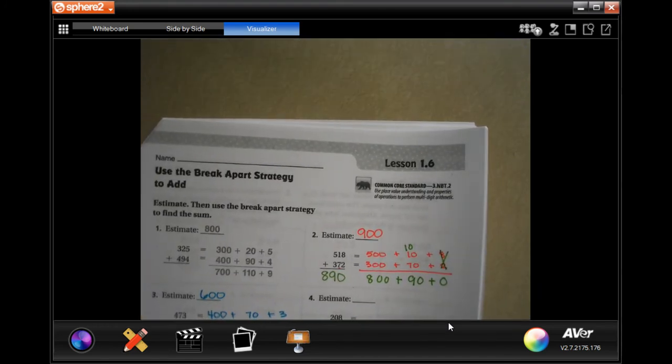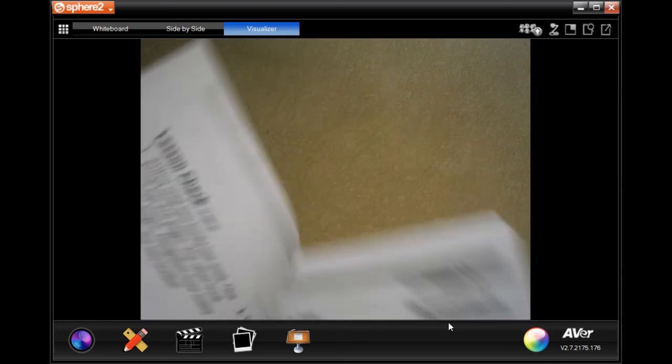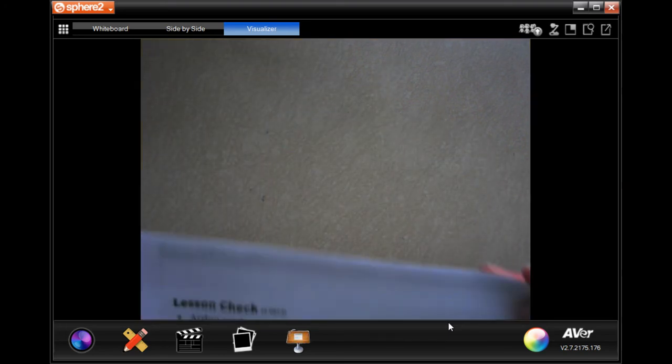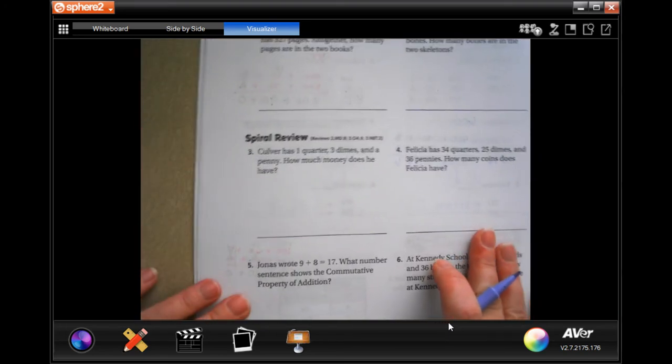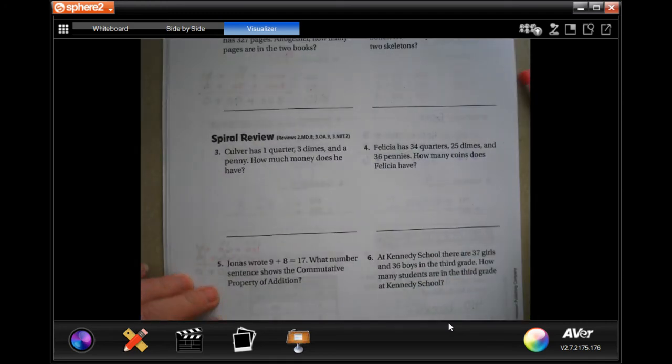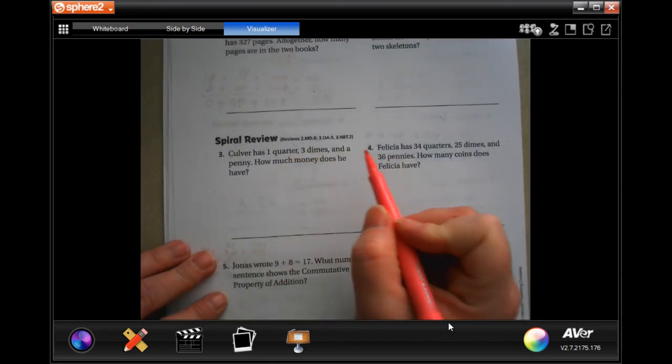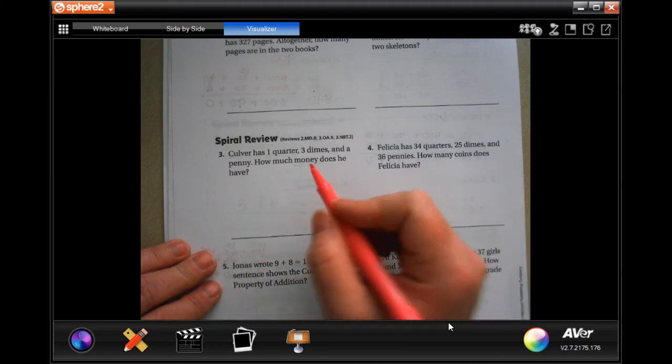Okay, so we're going to go over onto the back where you guys are going to do the lesson check, just like always. And Ms. Lee is going to go ahead and do this for our review. Okay, so Culver has 1 quarter, 3 dimes, and a penny. How much money does he have?